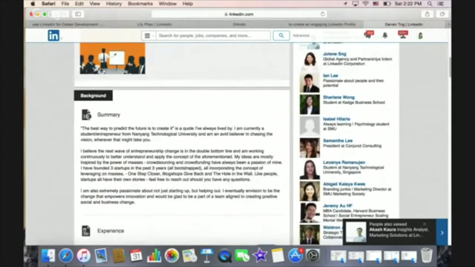So he started with a quotation as well: the best way to predict the future is to create it. Just by reading a simple quote, you already have a feeling for who Darren is, right? Then he talks next. He used a lot of words like believe, because it's your passion. So he's an avid believer in chasing the vision, wherever that might take you. You're reading this and you're like, wow, this guy definitely is very committed.